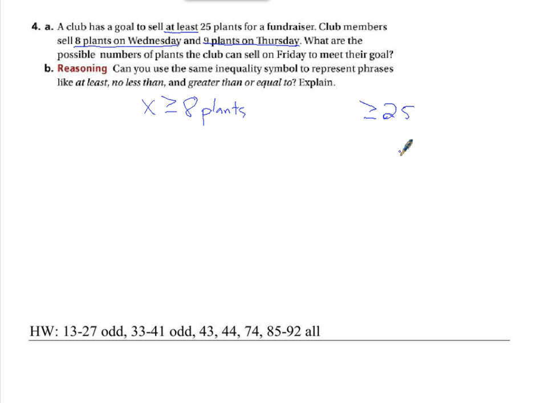On Wednesday we sold 8. On Thursday we sold 9. On Friday we sold, I don't know. There's your inequality. 8 plus 9 is 17. That's called combining like terms, which we can still do with inequalities. Plus x is greater than or equal to 25. Subtract 17 from both sides. This is the math that you did in your head. It didn't seem like it when you did it, but you did this math in your head. We get x is greater than or equal to 8.